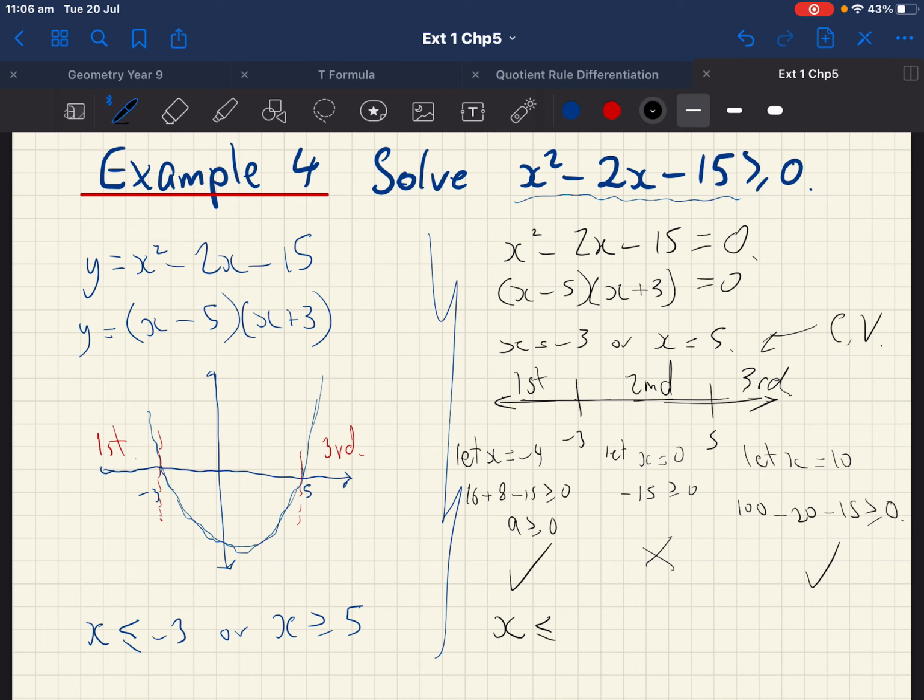So, in other words, x is less than or equal to -3, that first region, or x is greater than or equal to 5, which was our third region, which, not surprisingly, gives you the exact same solution no matter which method you use.